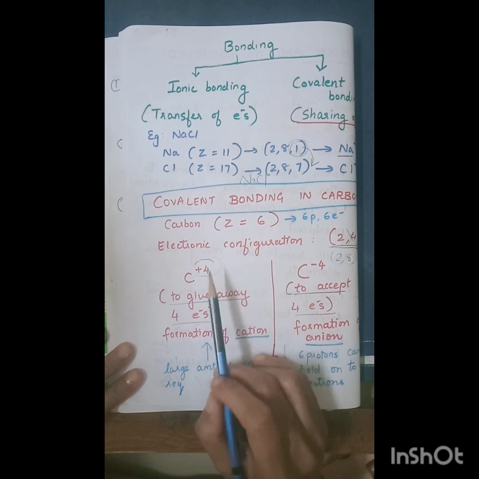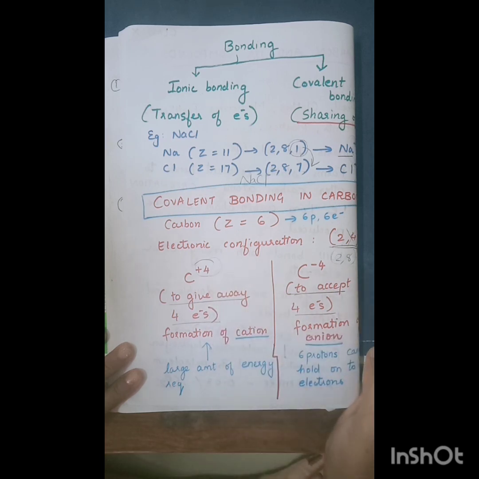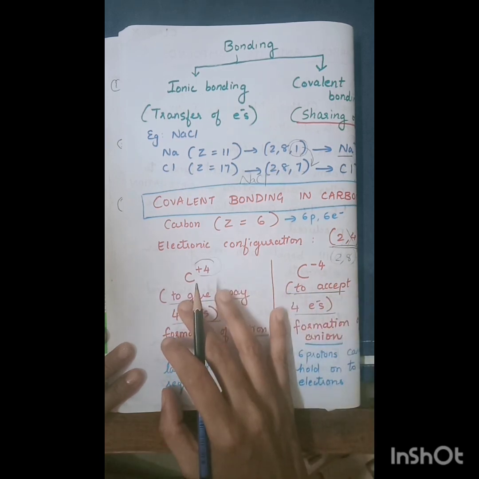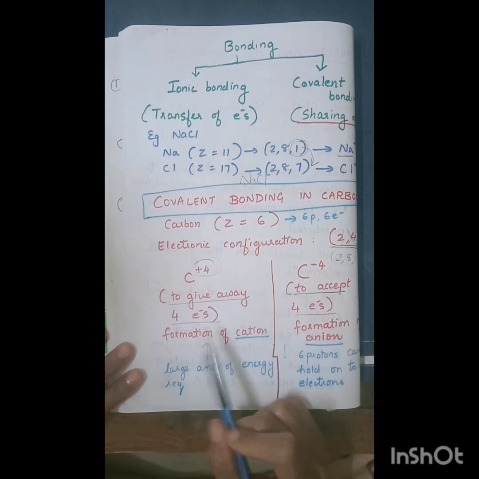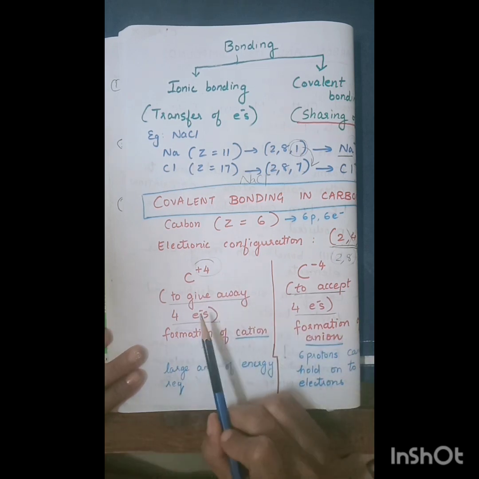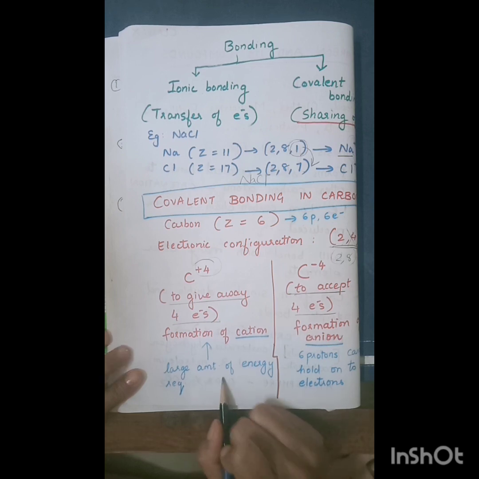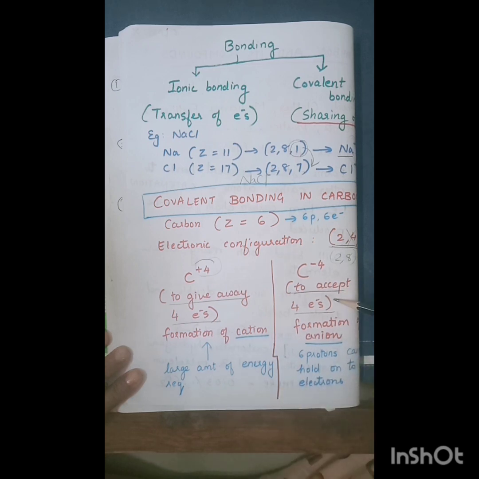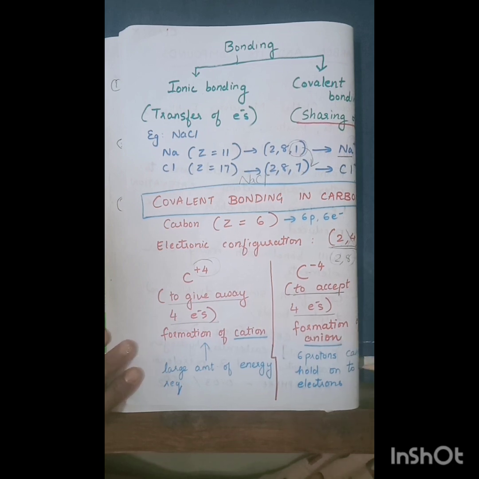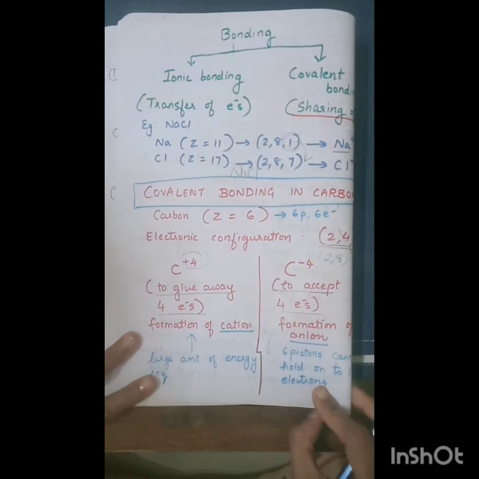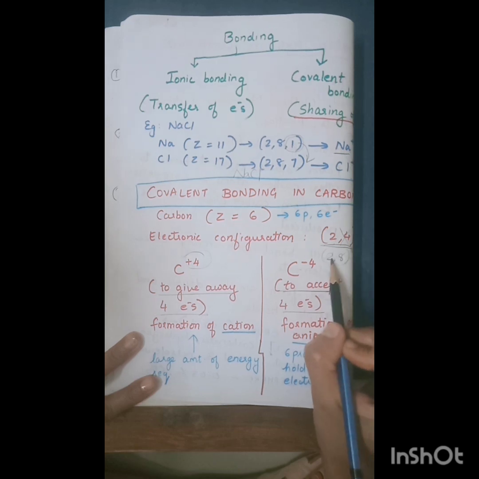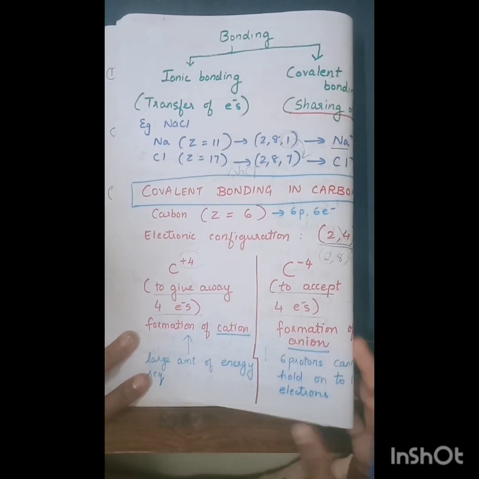It is not easy for carbon to give away 4 electrons nor to accept 4 more electrons. To give away 4 electrons, it requires a large amount of energy. So that is not possible, to remove all those 4 electrons from it. And to accept 4 electrons means 6 protons cannot hold on to 10 electrons. 10 electrons means 8 plus 2, 10 electrons. It cannot hold on to 10 electrons.